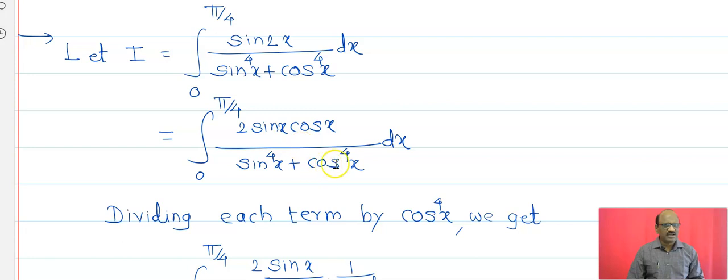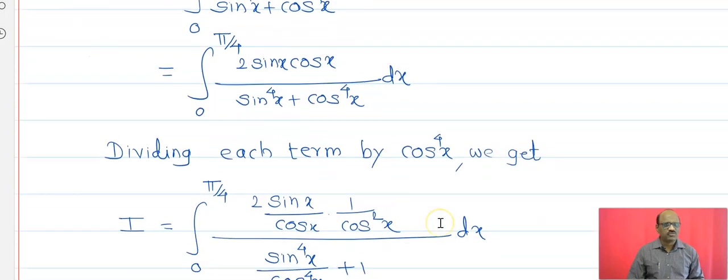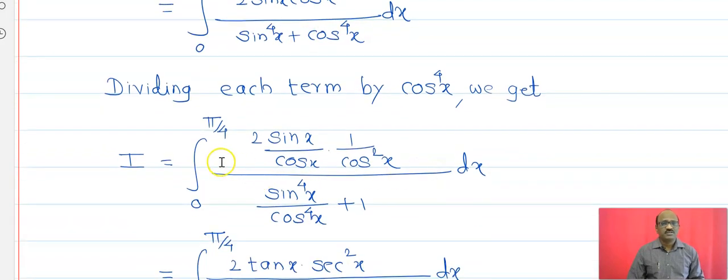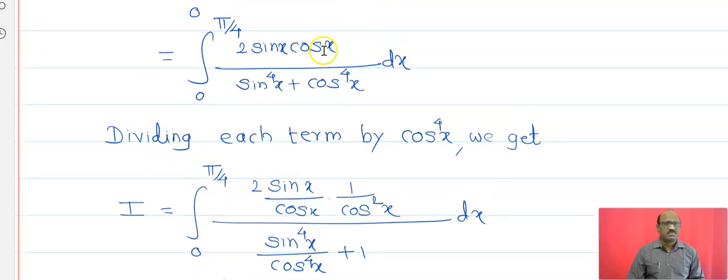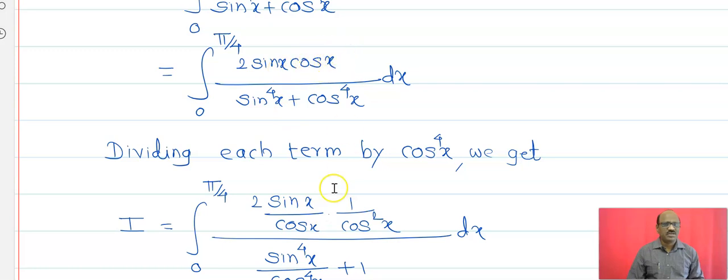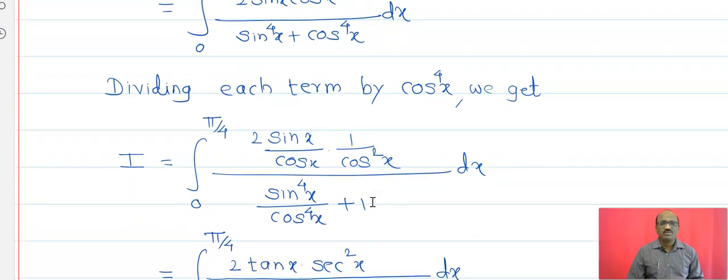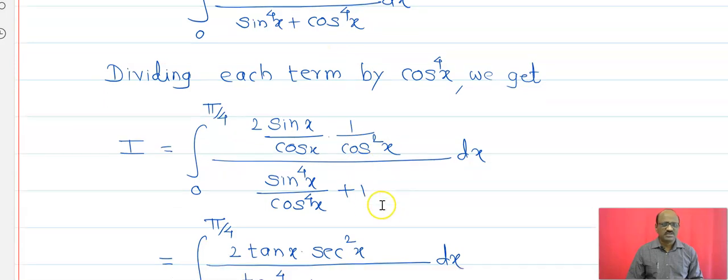Now divide the numerator and the denominator by cos of x raised to 4. If we divide by cos of x raised to 4, then you will get integral 0 to pi by 4, that is 2. If you divide it, then 1 cos will get cancelled. That is 2 sin x upon cos x into 1 upon cos square x. That 1 cos will get cancelled. And why we are dividing, you will understand by using the number of times of practice why it happens. Again, sin of x raised to 4 upon cos of x raised to 4 plus cos of x raised to 4 upon cos of x raised to 4. You will get 1 here.